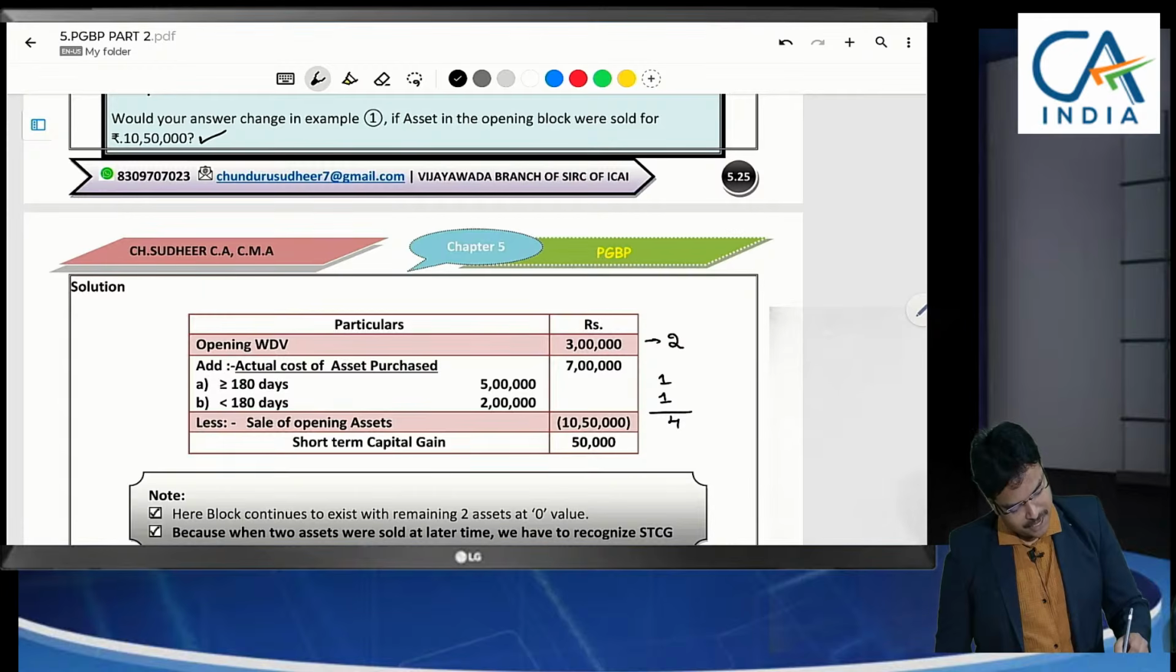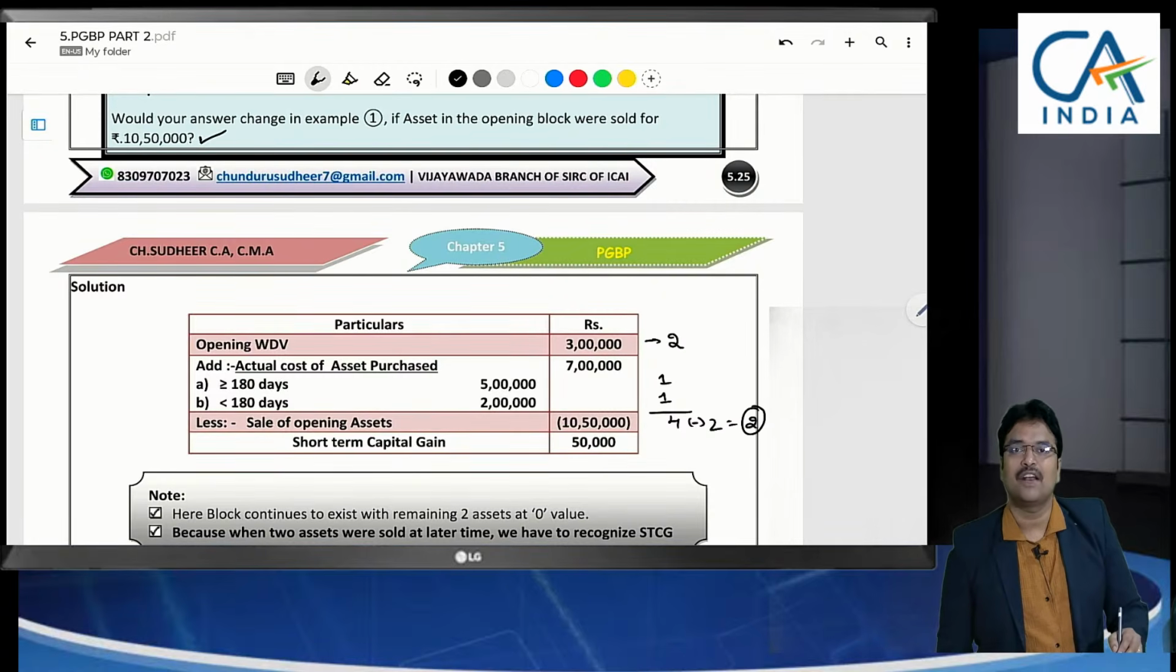Now we are selling only assets in the opening block. So we have 2 more assets in the block. So let us go as per format. We don't deviate from the manner of computation. So 3 plus 7 minus 10,50,000.